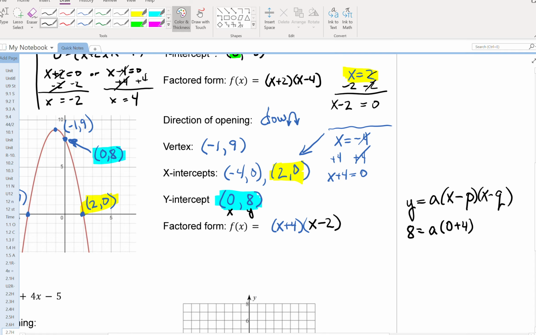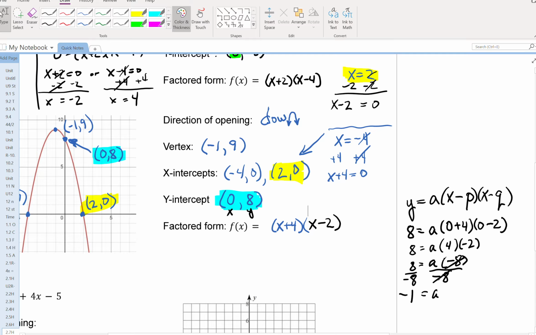And then x, once again, is 0. This time it's minus 2. And 0 plus 4, so I've got 8 is equal to a times 4 times -2. 8 is equal to a times -8. And then if I divide by -8 and I divide by -8, that cancels there. And a then is equal to -1.